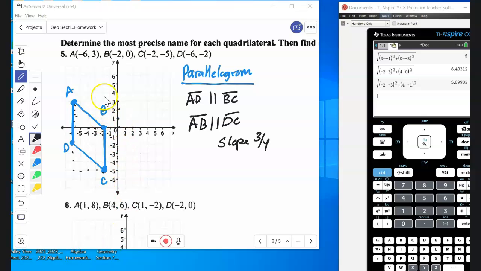For number 5, it says determine the most precise name of each quadrilateral. What I did is I went ahead and graphed A, B, C, and D. My conclusion is it's a parallelogram. You notice that AD is parallel to BC. They will never intersect. AB and DC have the same slope. It's going to be negative 3 over 4.